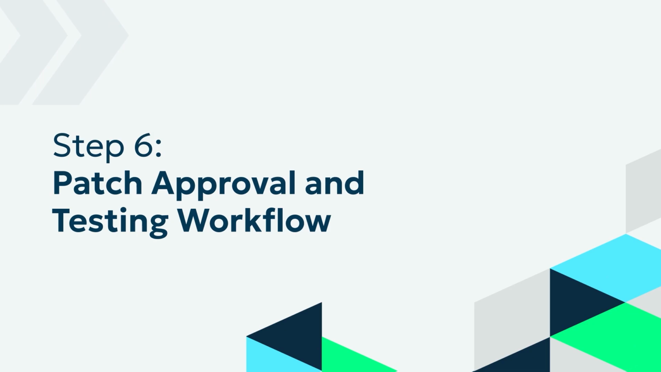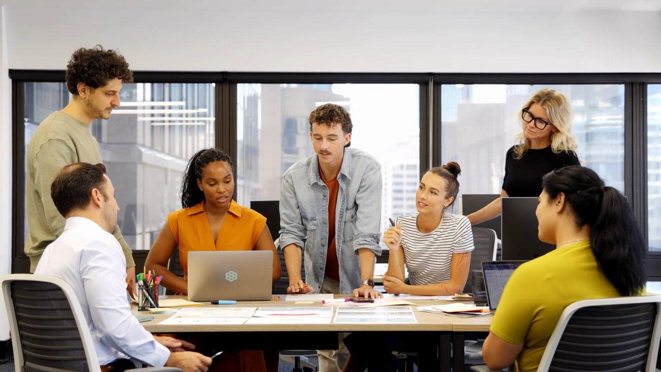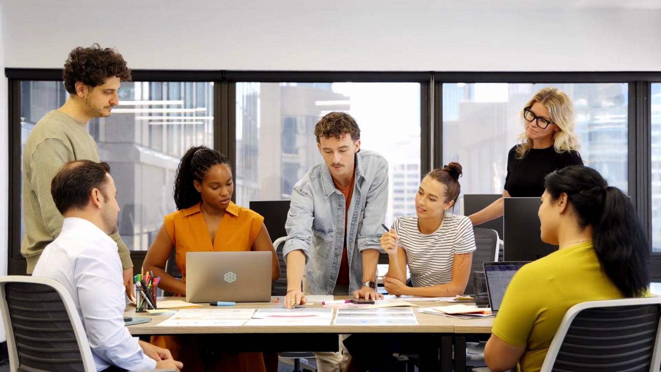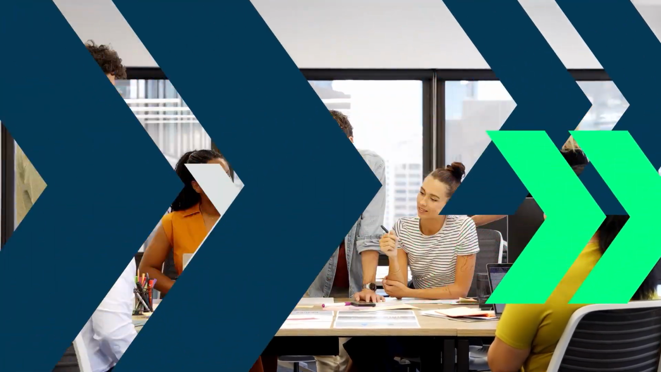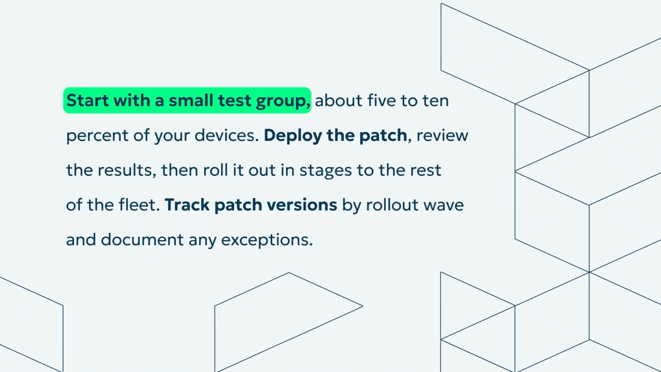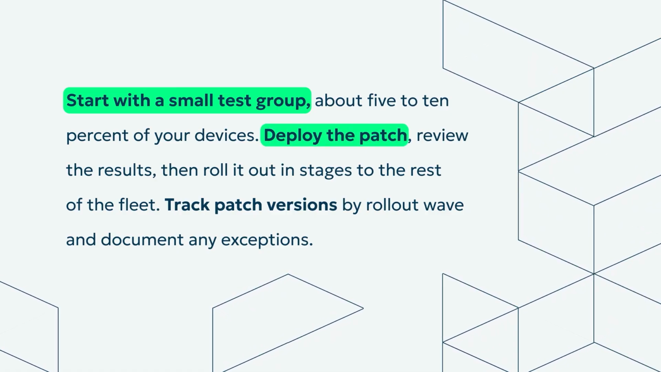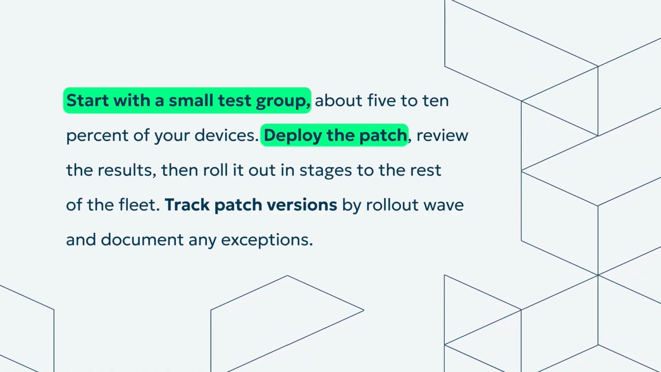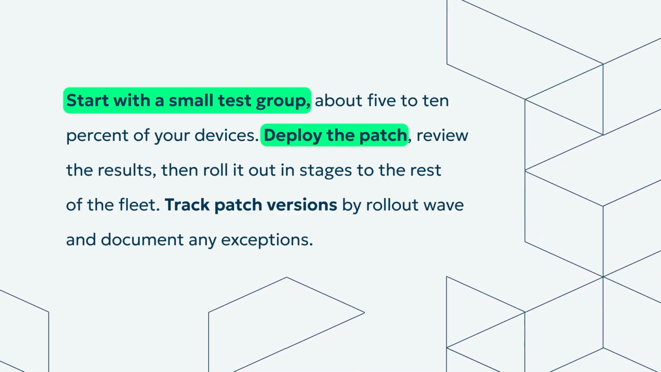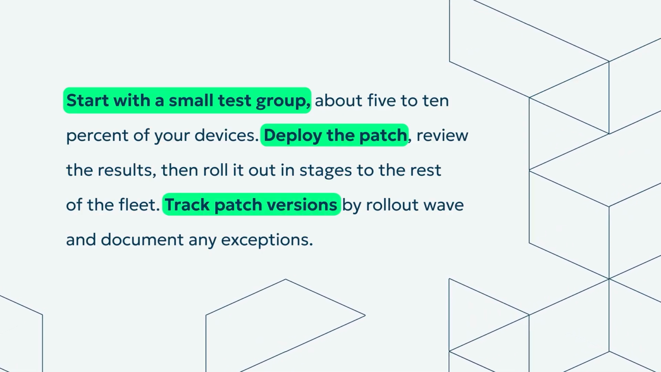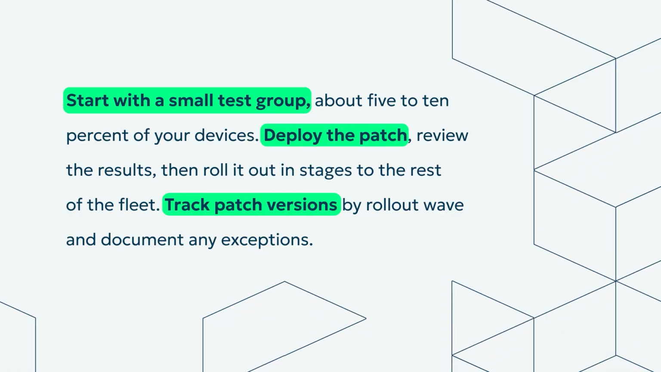Step 6. Patch approval and testing workflow. Testing and phased rollouts help make sure patches are stable before wide deployment. Start with a small test group, about 5 to 10% of your devices. Deploy the patch, review the results, then roll it out in stages to the rest of the fleet. Track patch versions by rollout wave and document any exceptions.